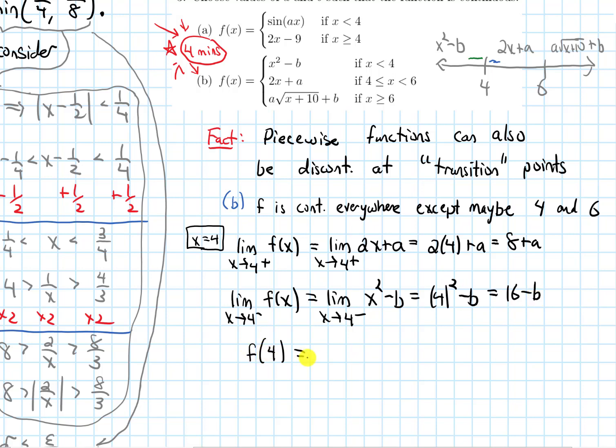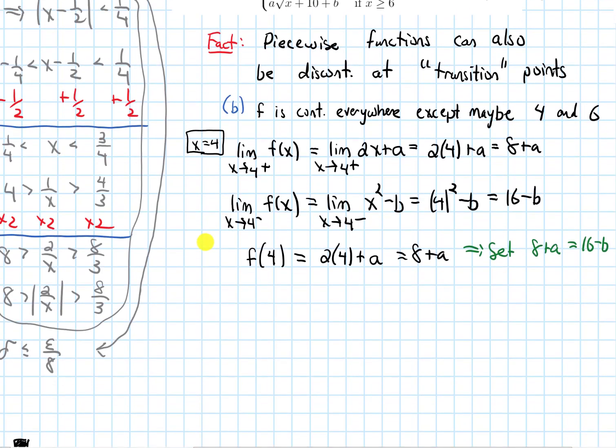Finally, I plug 4 into my function straight up, and that's going to be the middle piece, because the middle piece is the part where it says x is equal to 4. So I would plug 4 into that, get 2 times 4 plus a, which we've already done. That was 8 plus a. So because of this, we need all three of these to be the same. We will set 8 plus a equals 16 minus b. That will ensure that our function is continuous at x equals 4.